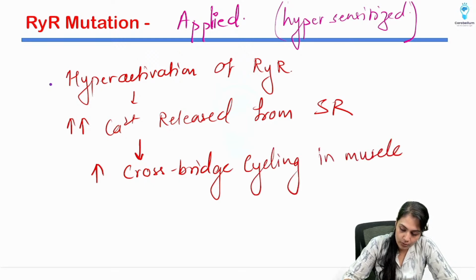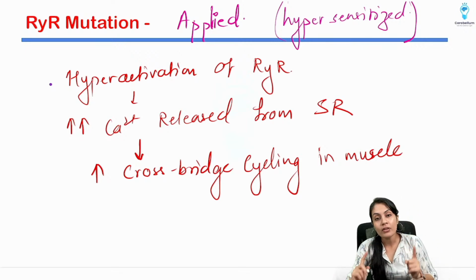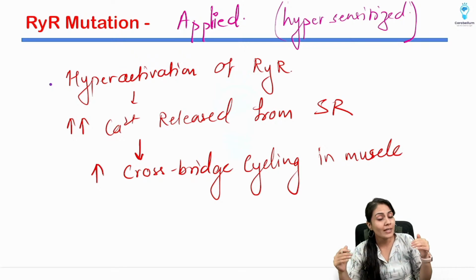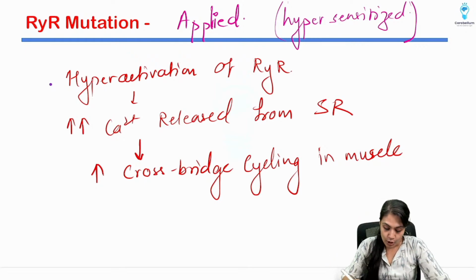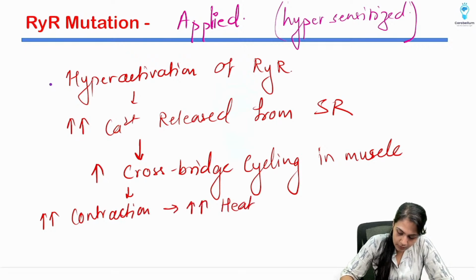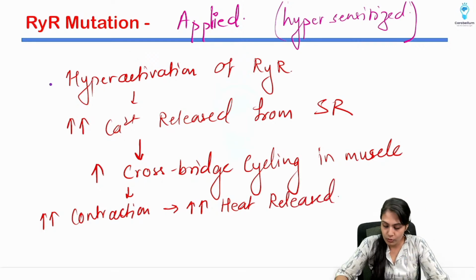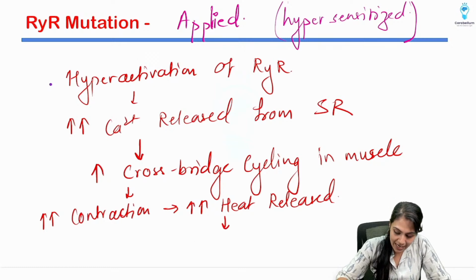And because of what is going to happen? Because of the more cross bridge cycling, whenever the contraction occurs, not only is ATP used, but heat is also generated. That heat will be released more and more, right? So more will be the contraction, and more heat will be released from the muscle. And when more heat is released, what is going to happen? There is a condition which is known as hyperthermia.